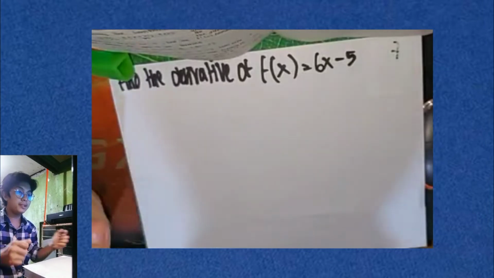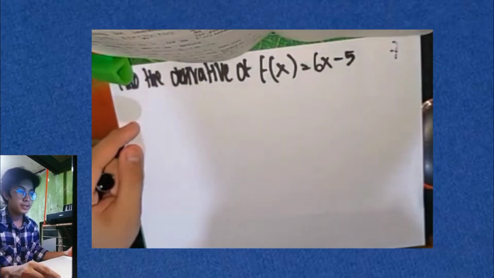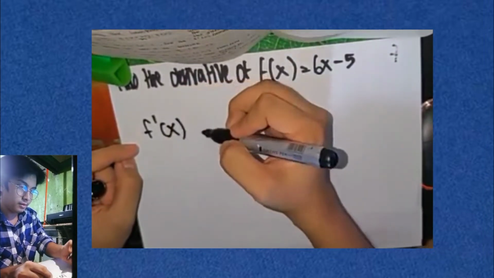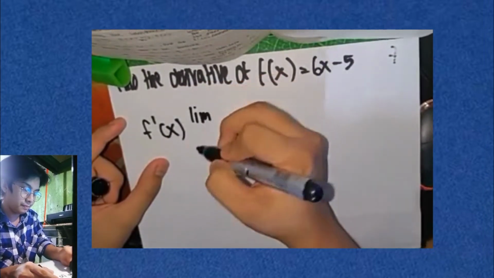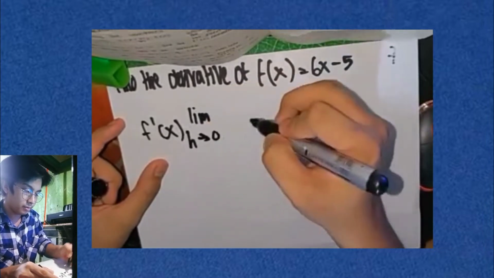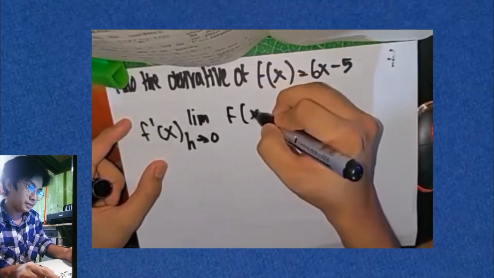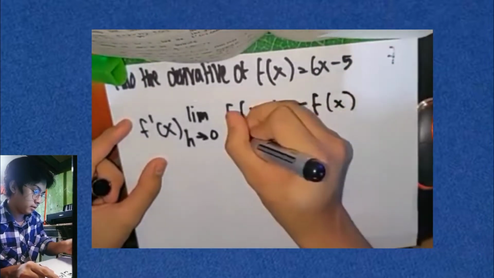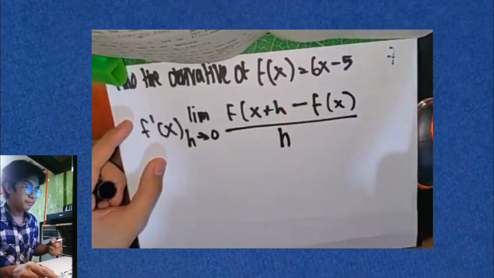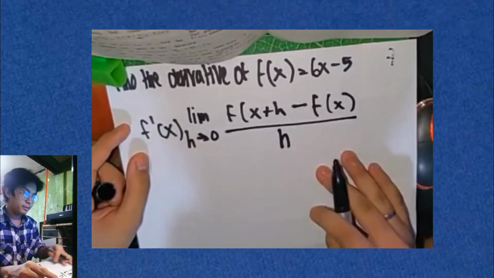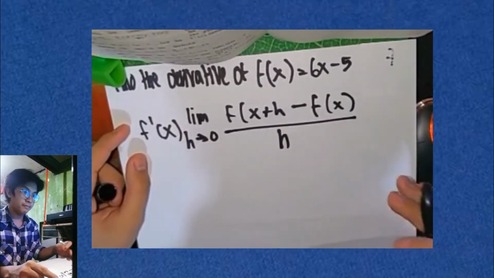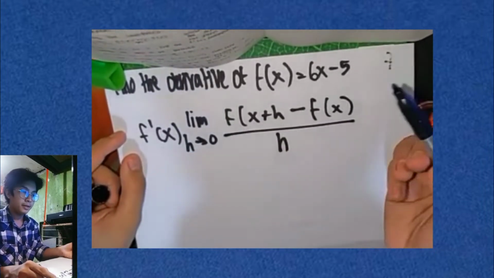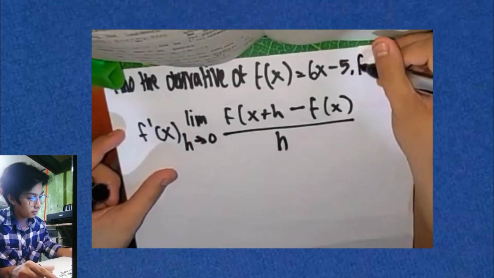There are two ways to find the derivative of the given function. First is by using the limit process, or f prime of x equals limit h approaches 0 of f of x plus h minus f of x, all over h. So, this formula will be used to find the derivative of the given. Since our given is f of x equals 6x minus 5, we'll be finding the first derivative.